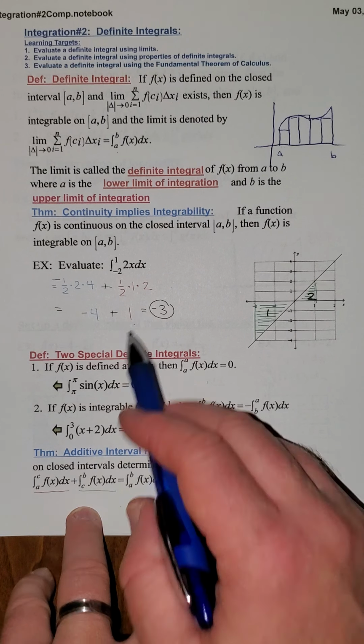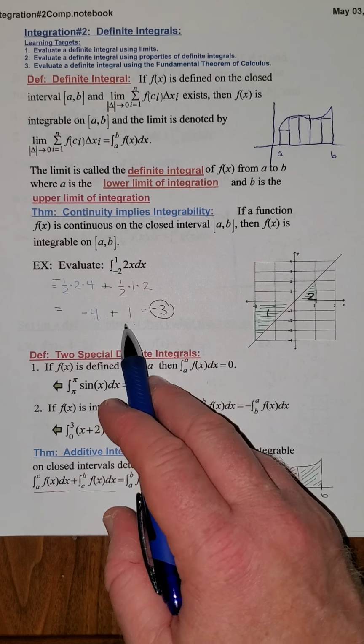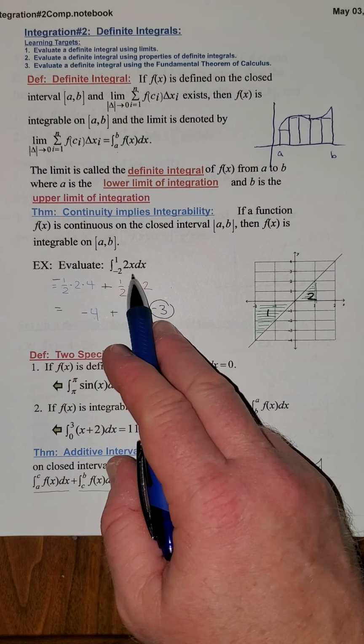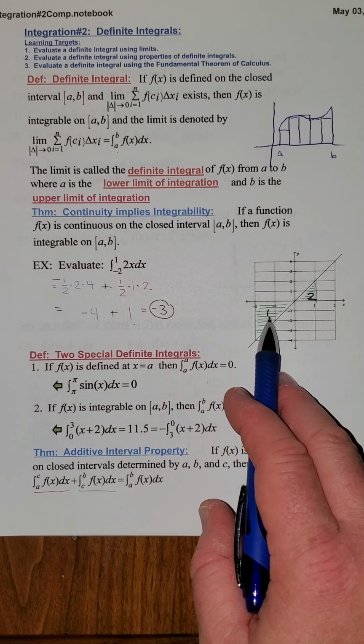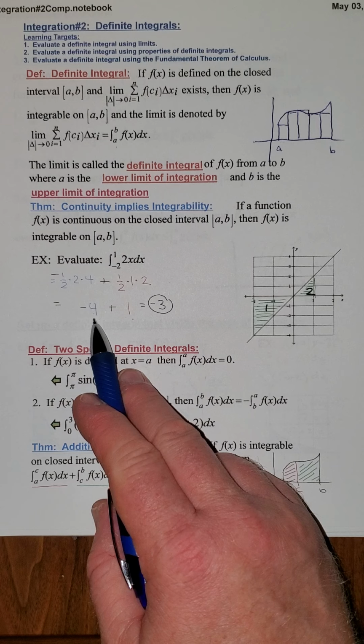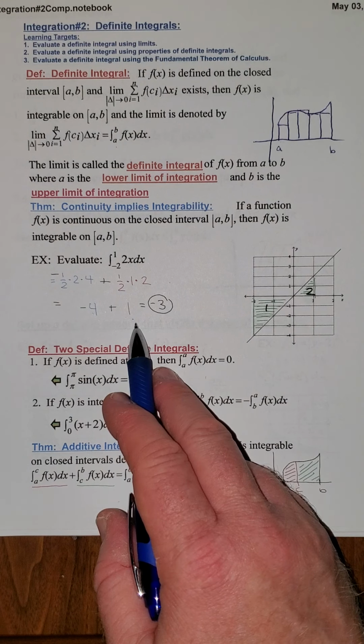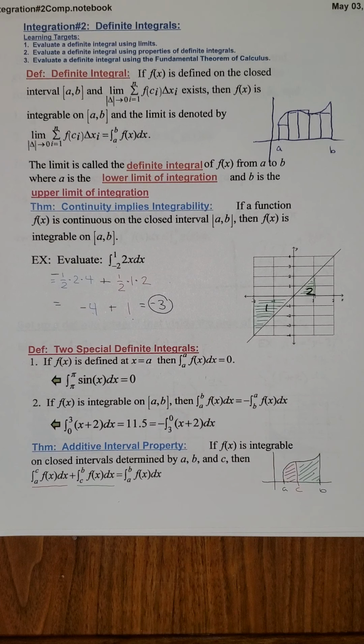But here's the thing. When you're doing integration, the answer here would not be 4 plus 1 and give me 5. An integral, if the area is below the curve or below the x-axis, it's considered to be a negative area. If the area is above the x-axis, it's considered to be a positive area. So this integral actually equals -3.